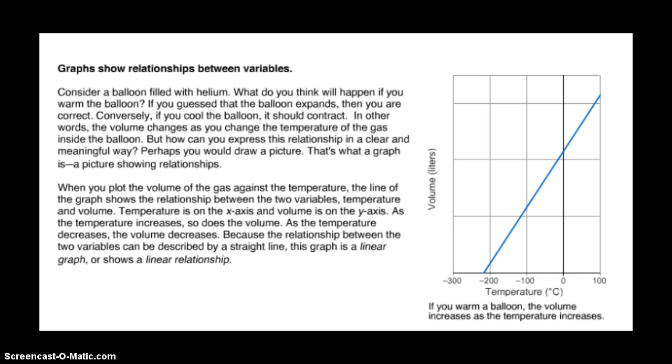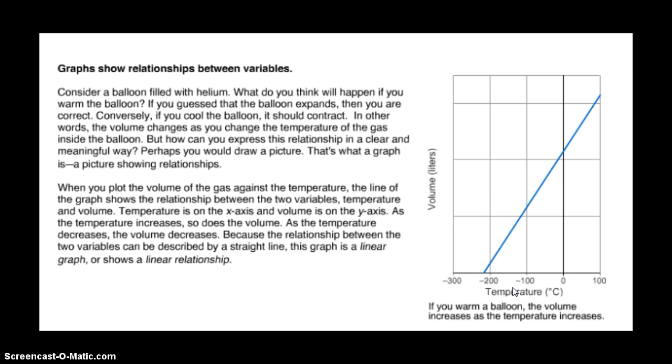So in other words, the relationship meaning when one goes up, does the other one also go up, or does the other one go down? When you plot the volume of a gas against the temperature, the line of the graph shows the relationship between the two variables, temperature and volume. Temperature is on the x-axis, and volume is on the y-axis. As the temperature increases, so does the volume. As the temperature decreases, so does the volume.